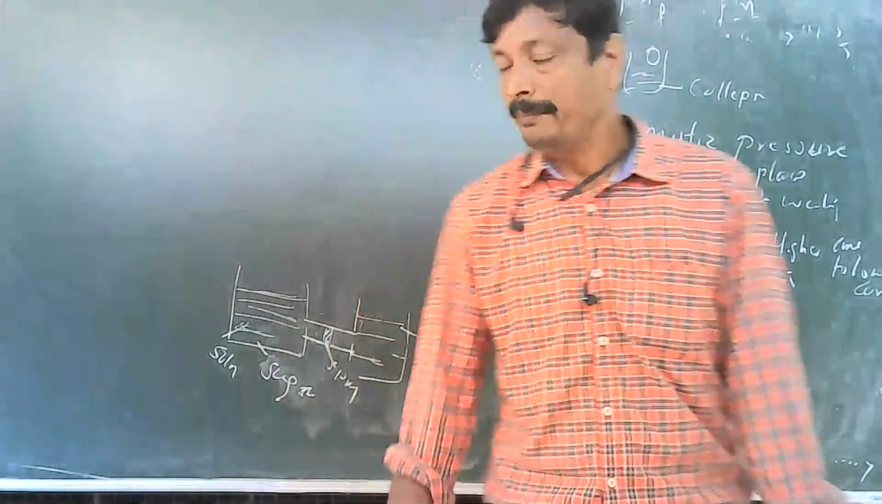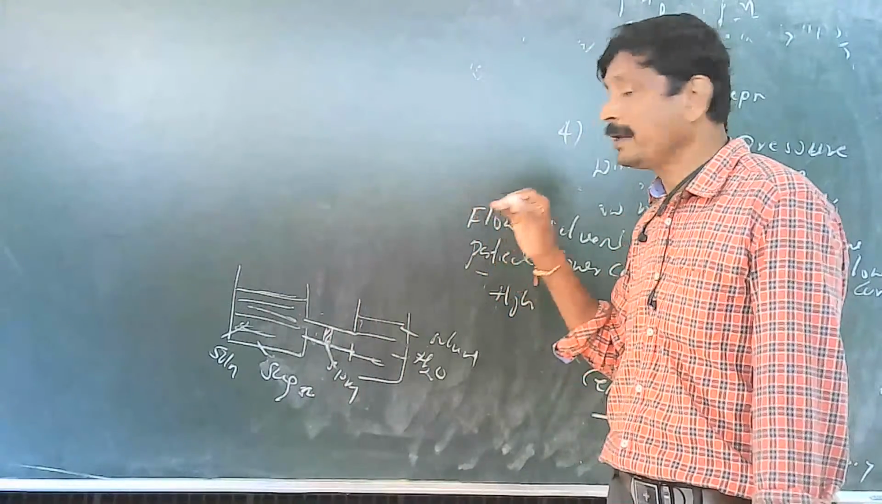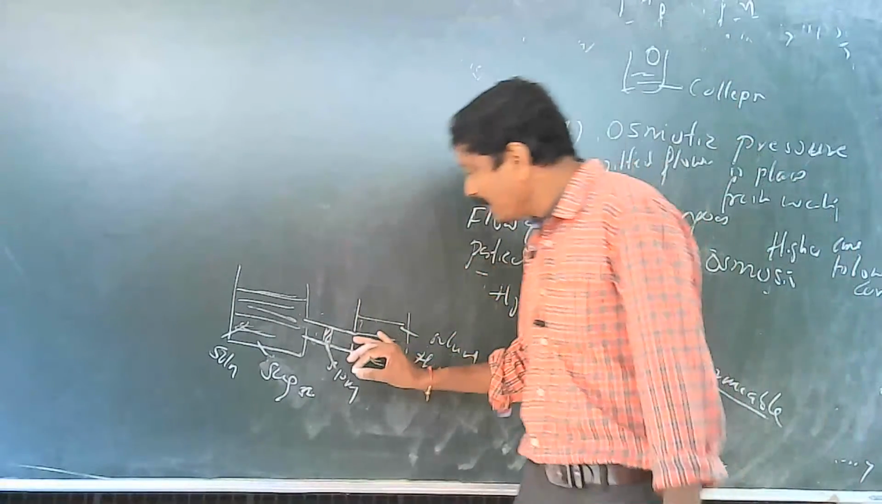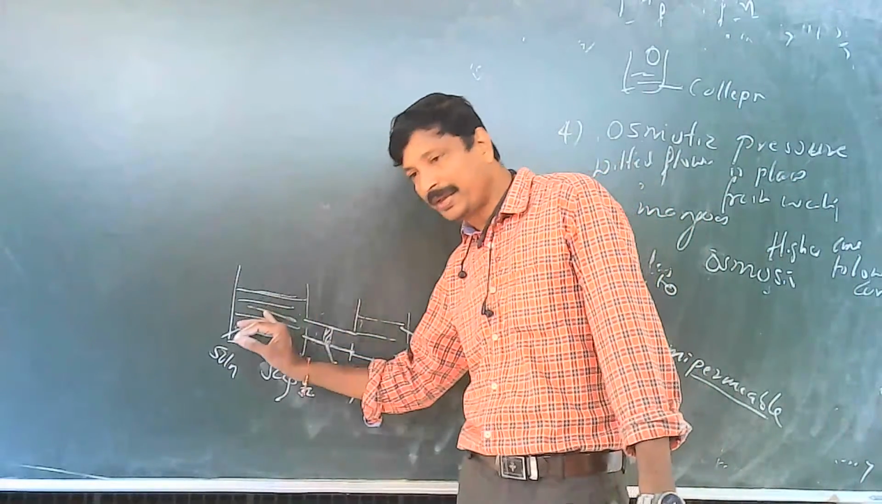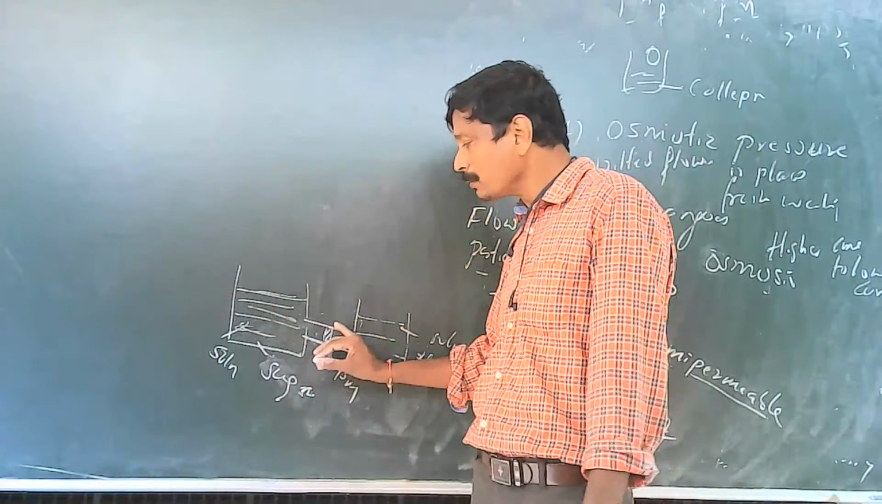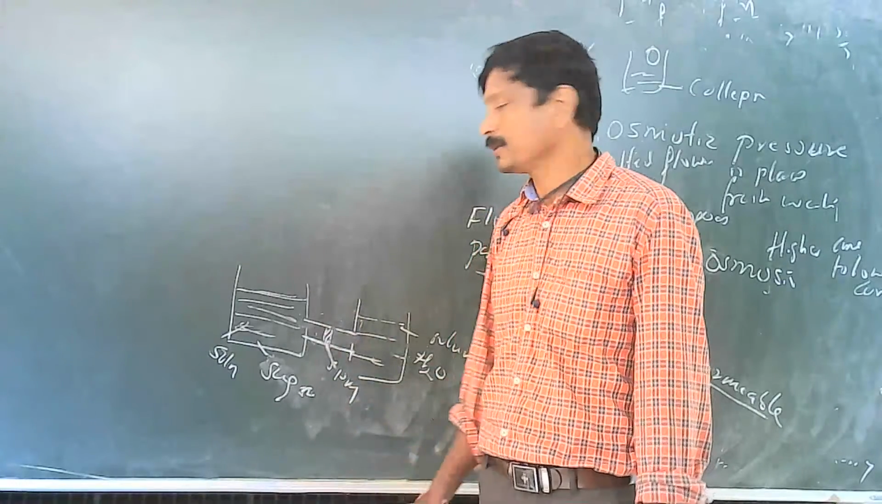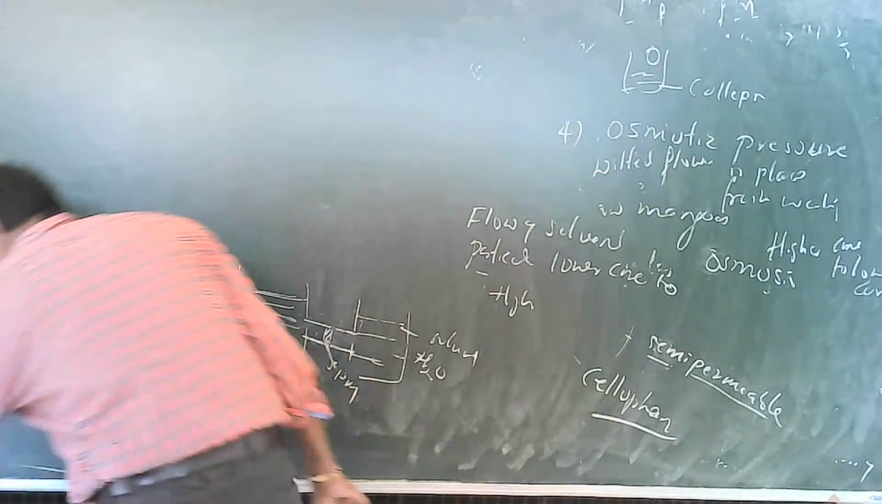I will define osmosis one more time. What is osmosis? It's a flow of solvent particles from a lower concentration to a higher concentration, or from the solvent side to the solution side, through what? A semi-permeable membrane. This is called osmosis.